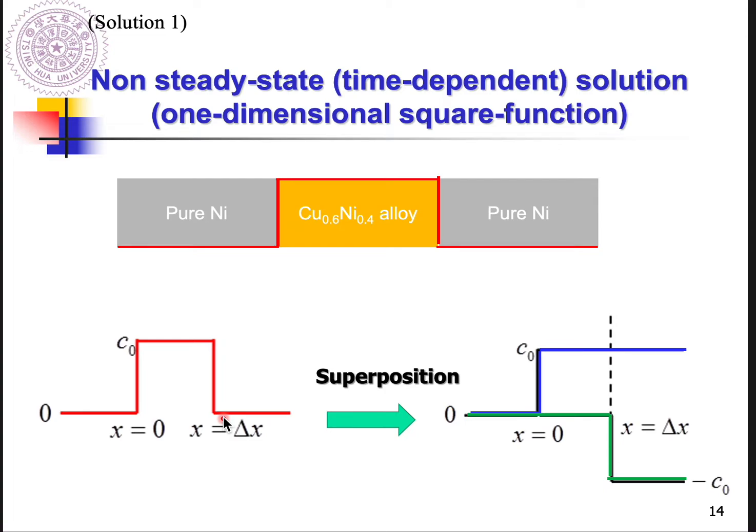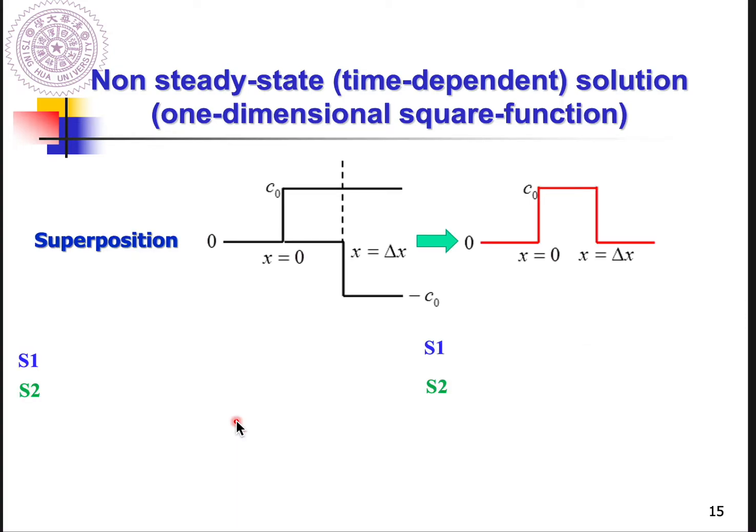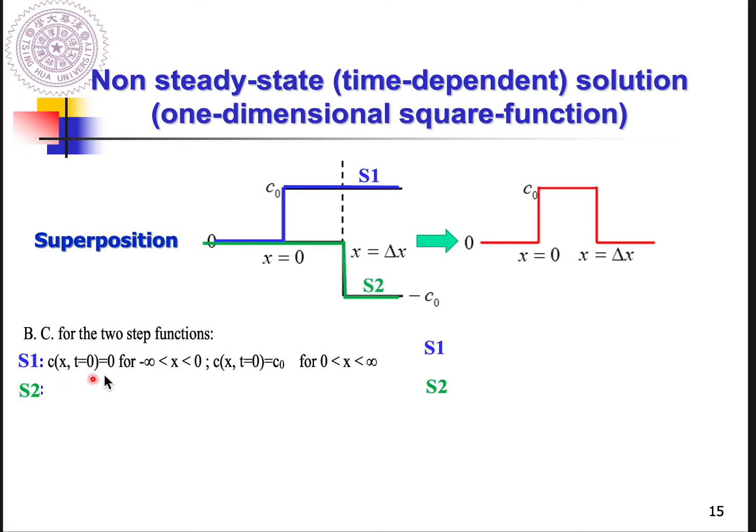So we can formulate the solution for the blue and green curves respectively, and then we just sum them up to get the solution for this square function. So let's try to do that. For S1, the curve one, the boundary condition is: for x smaller than 0, the concentration equals 0, and for x larger than 0, the concentration equals C0.